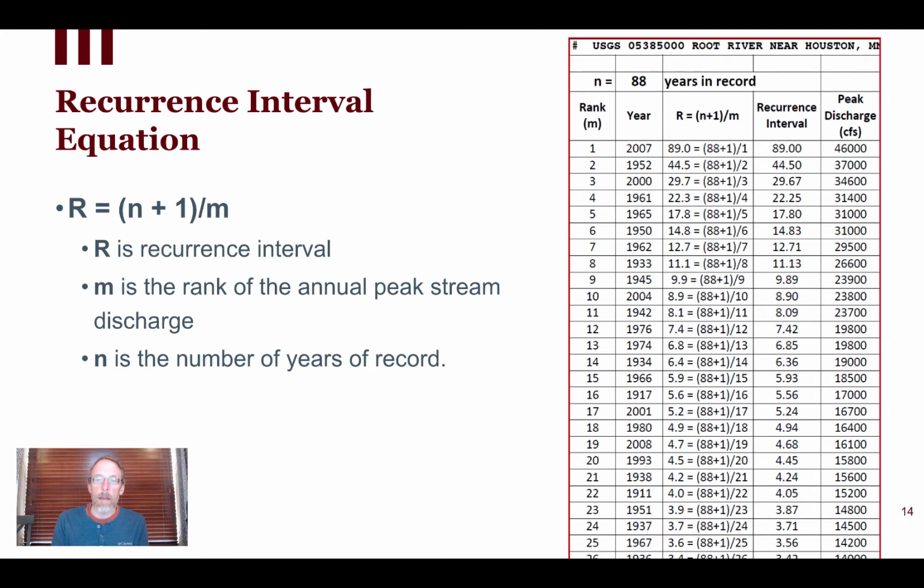Gauging stations are maintained by the United States Geological Survey. They go out and they maintain those gauges, they monitor them, they measure discharges and compare them to different events and so forth. And then you can download this data off of the internet and do the sort of calculations that I'm going to demonstrate briefly here.